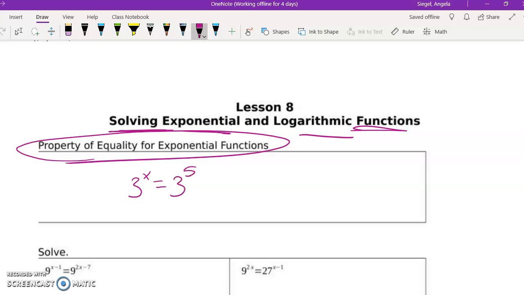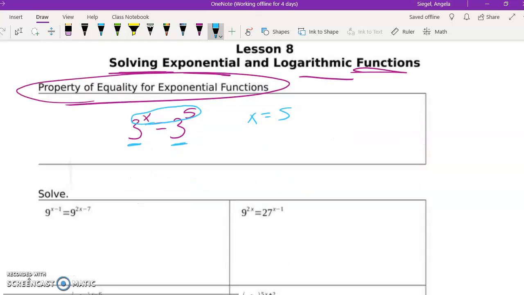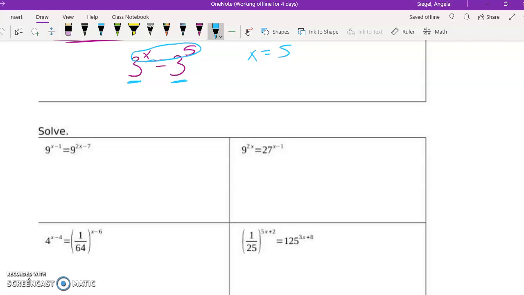So if I have 3 to the x power equals 3 to the 5th power, well, I already have my bases equal to each other. So if your bases are equal to each other, you can just set your exponents equal to each other. So then I can say x equals 5. So our beginning goal of these, when we go down here, is to make sure that your bases are the same. So this one's already the same, so I can just say x minus 1 equals 2x minus 7, but this one is not. So we're going to talk about that in a second.